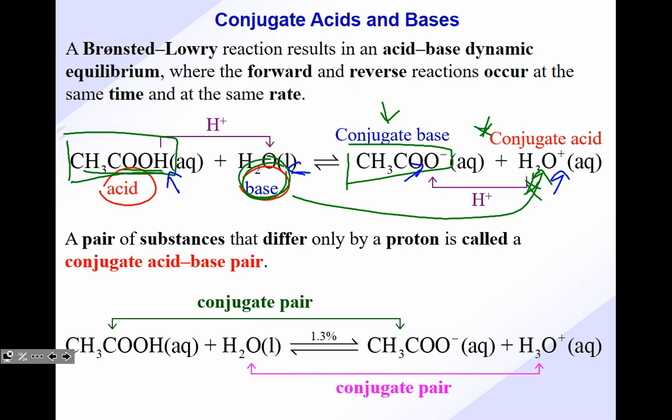Okay, so here's our conjugate. There's always two sets of conjugate pairs. There's your acid plus your conjugate base, and your base plus your conjugate acid. Each of those are partners or conjugate pairs.